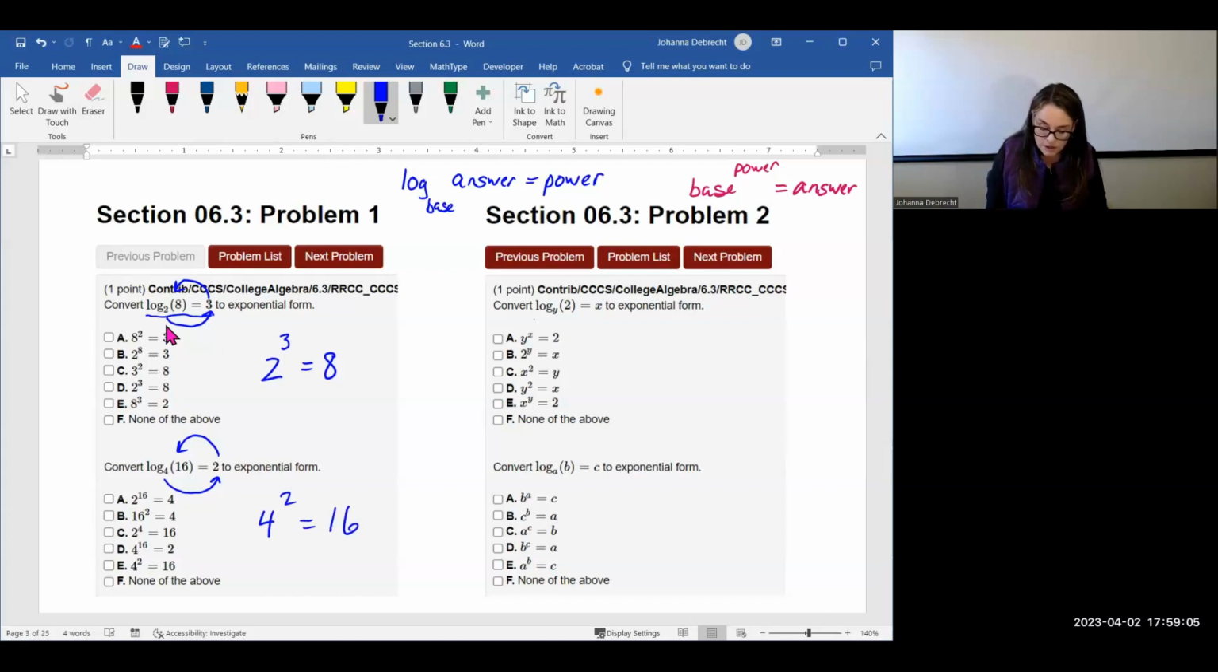Now I'm going to convert this one right here where I don't have constants in all the locations. So again, I'm going base Y to the power X. So again, it goes by position. Between the log and the answer part is the base Y. On the other side of the log from the equal sign is the power, that's X, and it equals 2. So now I've got this one here.